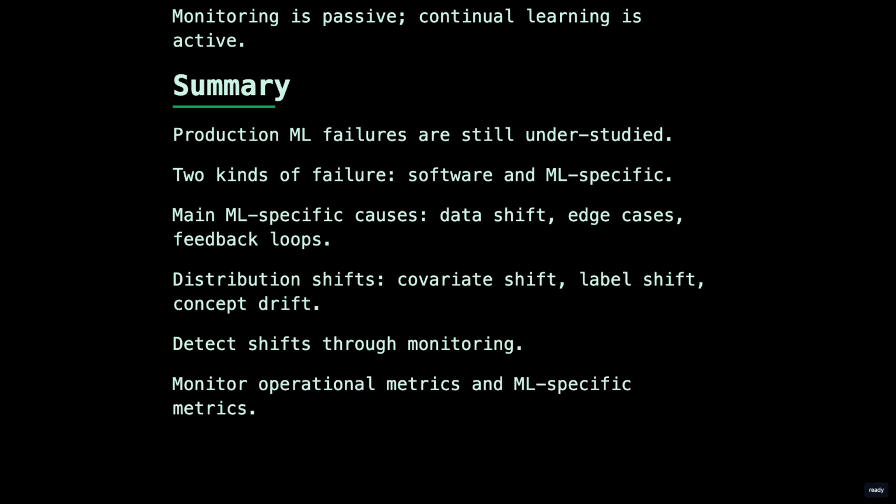Operational metrics tell you whether the software is healthy: latency, throughput, CPU use, and similar signals. ML-specific metrics add the model view, so you can watch predictions, features, raw inputs, and any accuracy-related measures that are available.